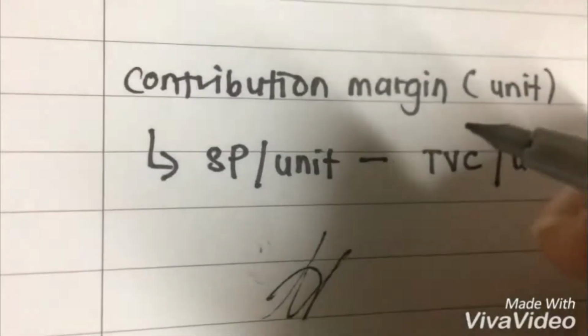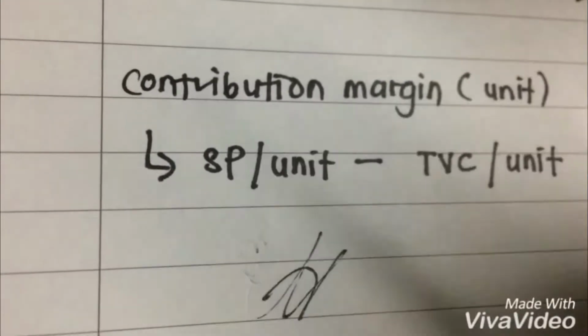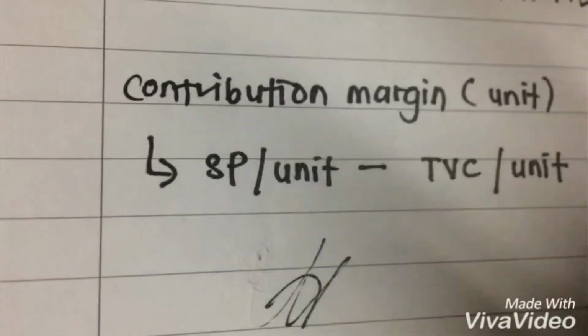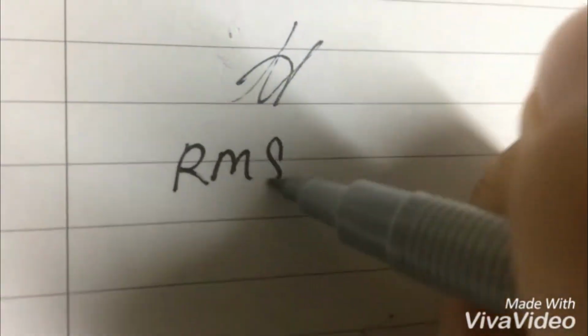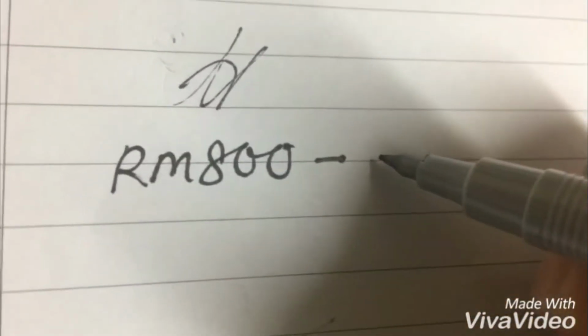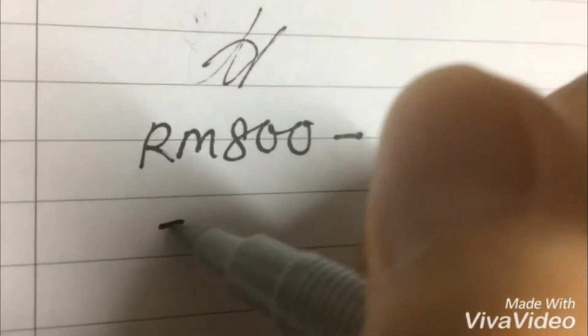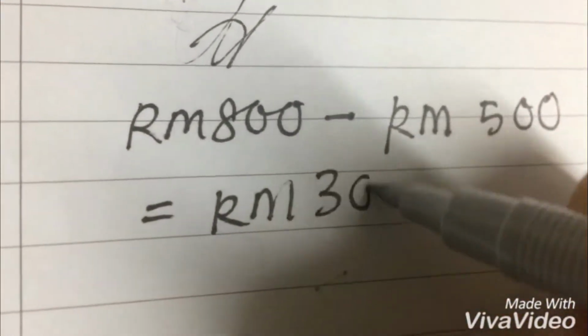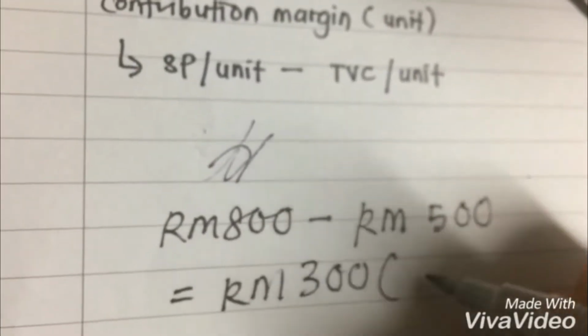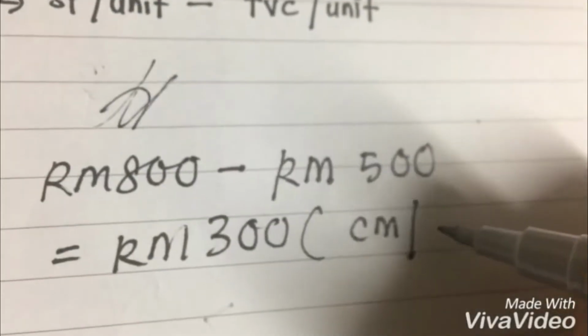In order to find our contribution margin per unit, we have to use this formula, which is selling price per unit minus our total variable cost per unit. So our selling price per unit is 800 ringgit minus our total variable cost per unit, which is 500 ringgit. We will get 300 ringgit. This 300 ringgit is our contribution margin per unit.